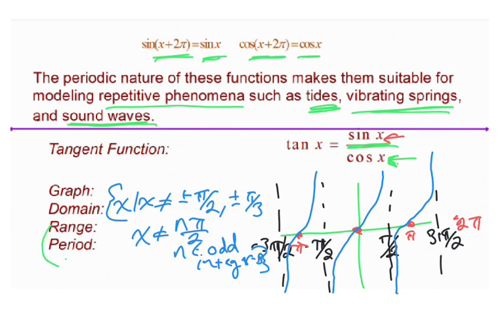Then your range, this one's actually different than the other ones because it can go all the way down to negative infinity and all the way up to positive infinity. And then the period on this one, how often it repeats itself, is going to be pi. So this distance was pi. So instead of it being 2 pi like sine and cosine, it's just a single pi, 1 pi.